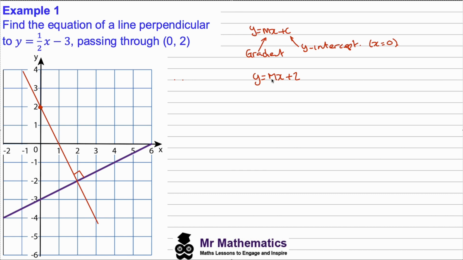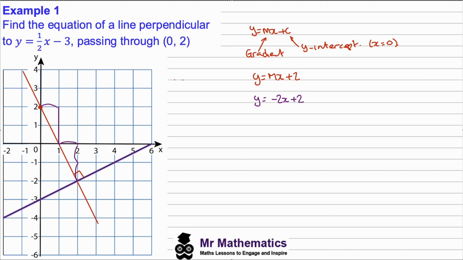So now we just need to find the gradient. Well, you can see this is negative because it's going downwards. And every time we move across by 1 in the x direction, we're moving down by 2 in the y direction. So the gradient will be negative 2. We can see this again. We're going across by 1 and down by 2. So the equation will be y is equal to negative 2x plus 2.